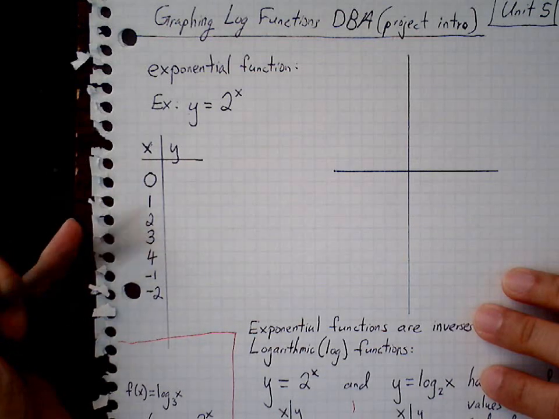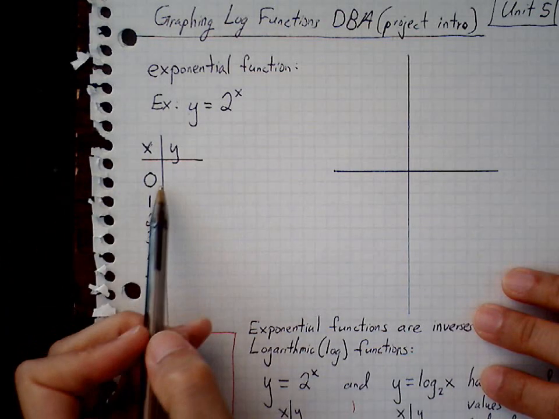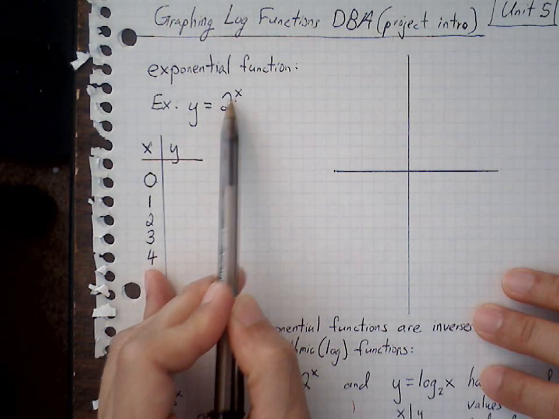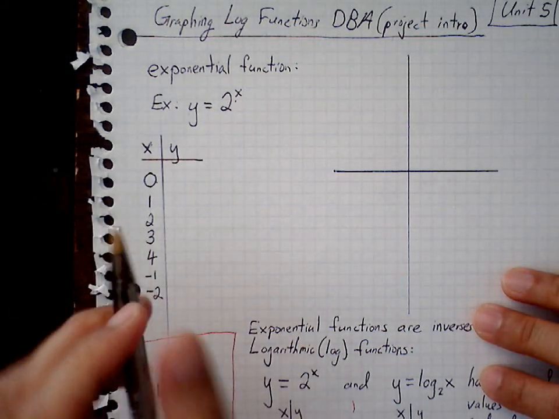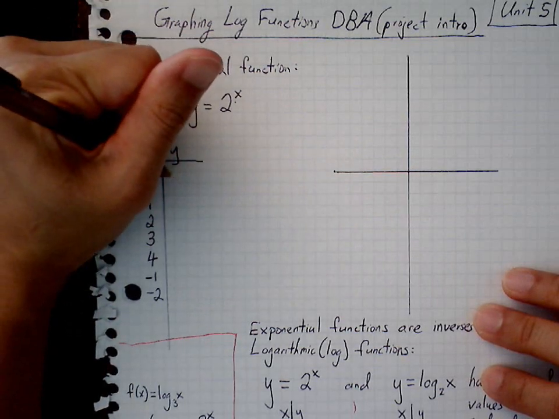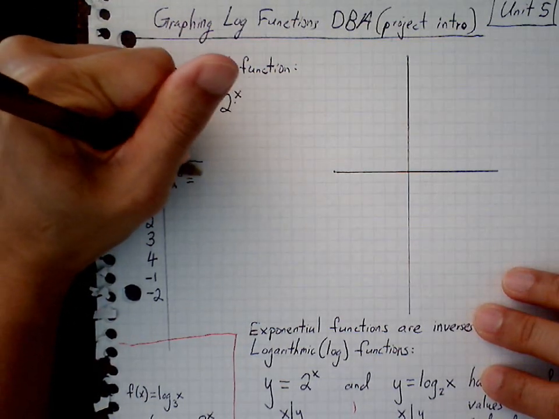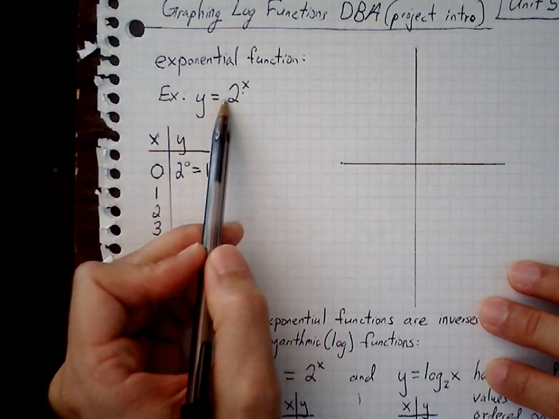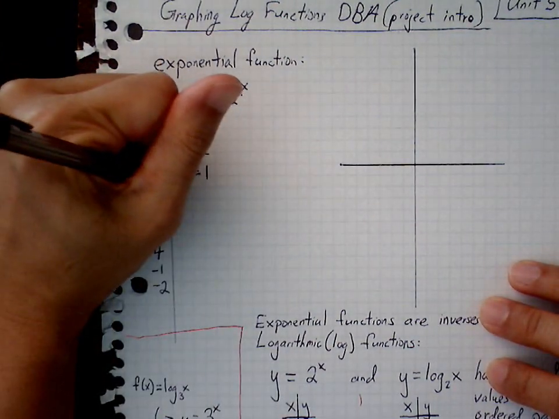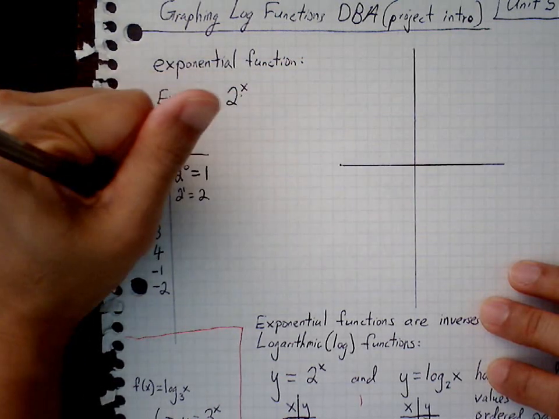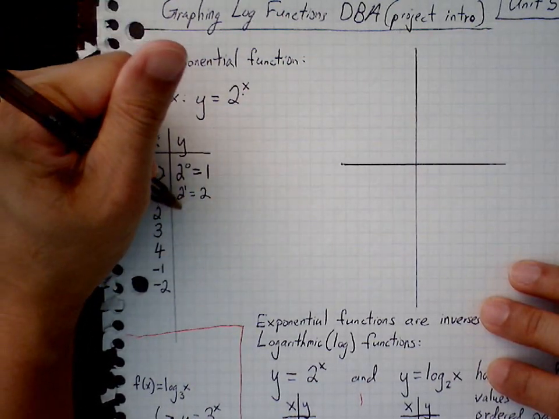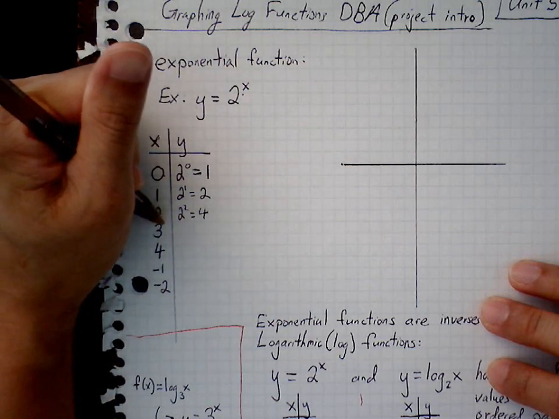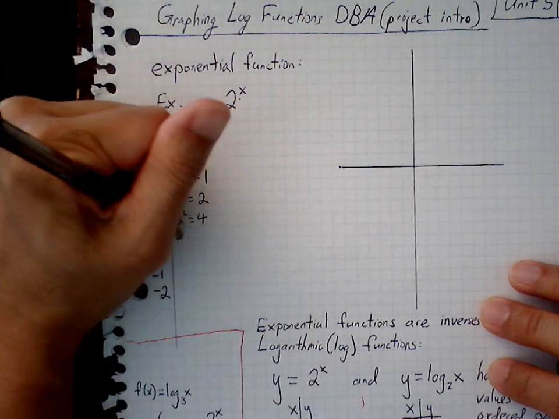I'm just going to choose a bunch of values near 0 to plug into x, and let's see what happens with the y value. So if I plug 0 in for x, 2 to the 0 power is 1. So 2 to the 0 power, that's the same thing as 1. We can plug in the calculator to verify that. If I plug 1 in, 2 to the first power is 2. If I plug 2 in, 2 to the second power is 4. And then 2 to the third power is 8.